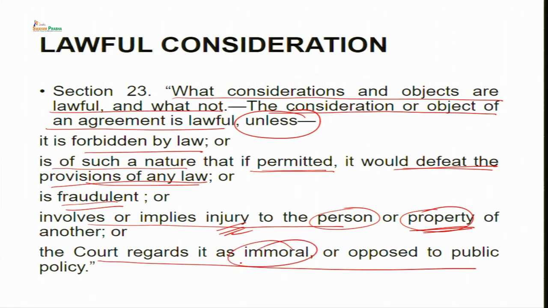The court regards it as immoral or opposed to public policy. Here at this juncture, I would like to highlight two examples. When we say immoral, there is one illustration given under section 23 of the Indian Contract Act, that is, A, who is a father, lets his daughter to B for concubinage. Concubine means a keep. So he is giving his daughter to B as a concubine, so that B can keep the daughter of A as his keep, right? It's immoral. So he has promised to give the daughter in concubinage, and the other person has promised to give money. That's immoral in nature. Immoral, the reason being that it is not specifically punished under the Indian Penal Code. There is no specific punishment given under the Indian Penal Code for that.